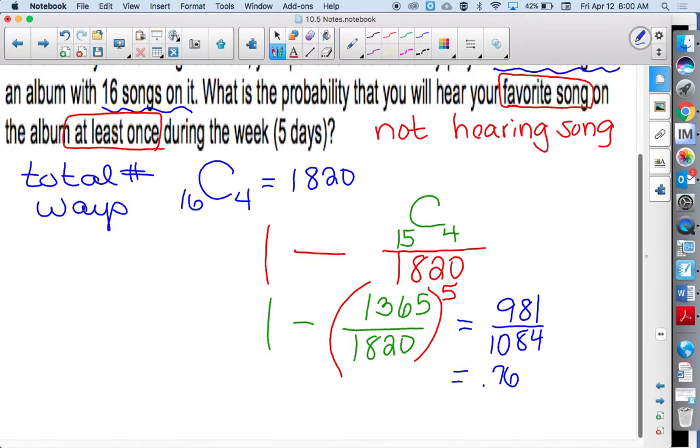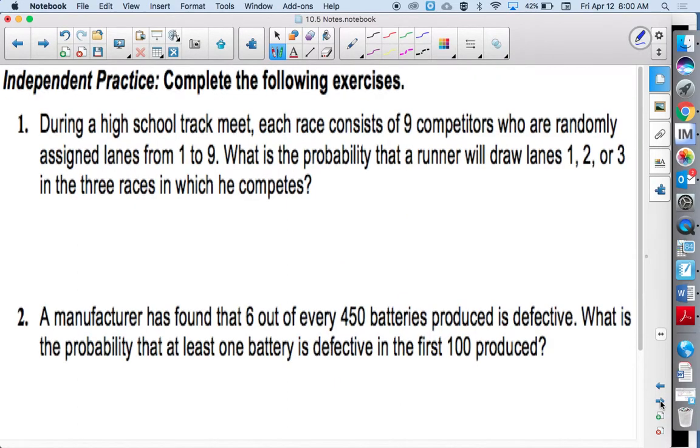Questions, because that's a hard problem. So the reason we're using the complement is because it's easier to find the probability of not hearing that song than it is to hear the song. So if you flip the page and you look at the top of the next page, there's two little problems here, practice problems.